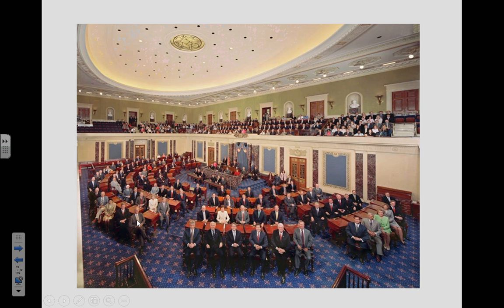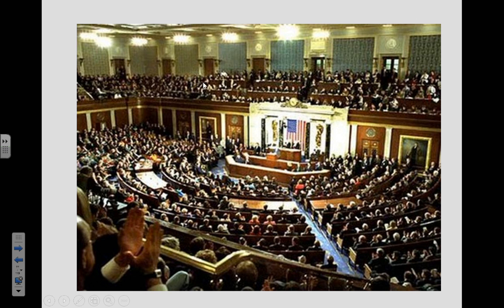This is a picture of the Senate. Notice they each have desks, not a major thing here. The House, this is the picture of the House. They don't have desks. They have more people there. They basically, when they're on the floor of Congress, sit in these pews, benches.